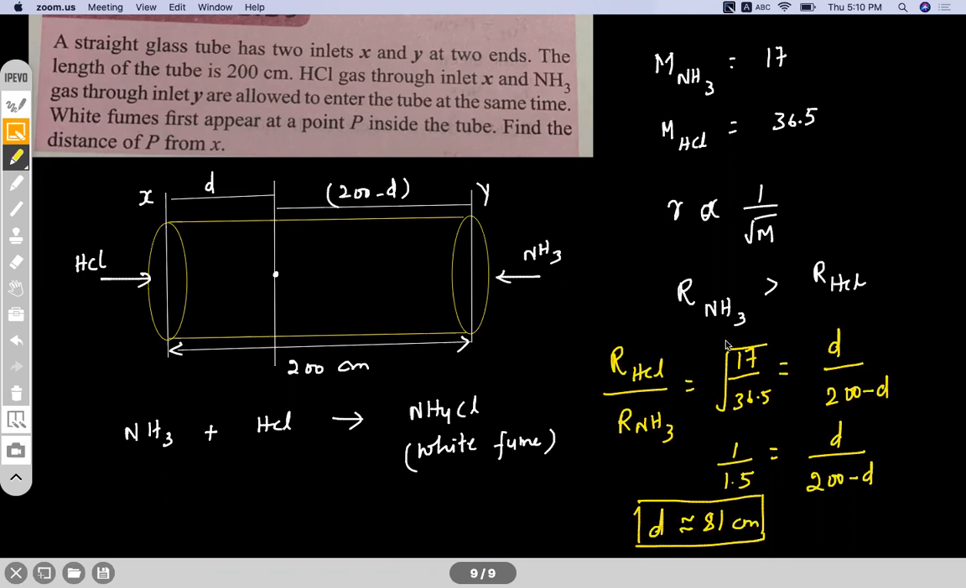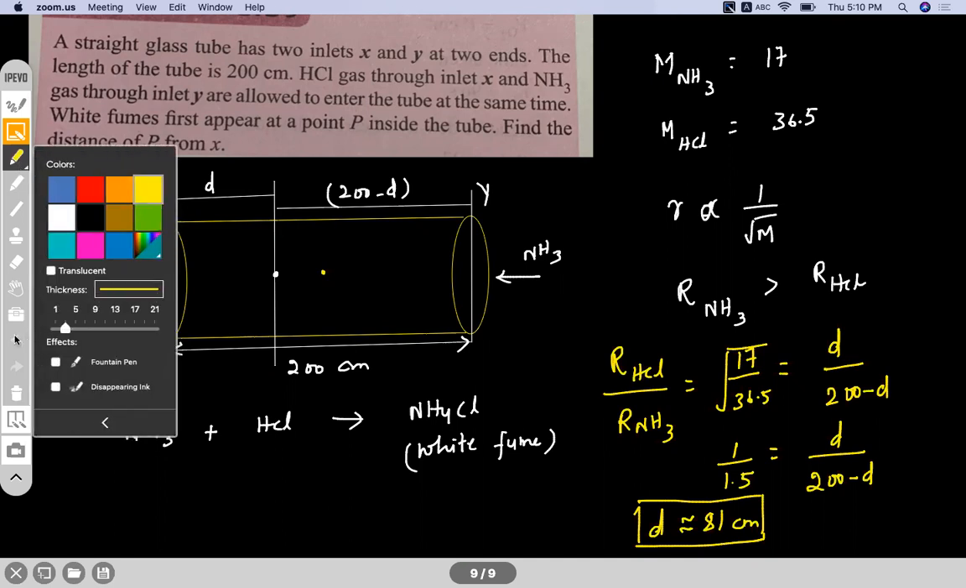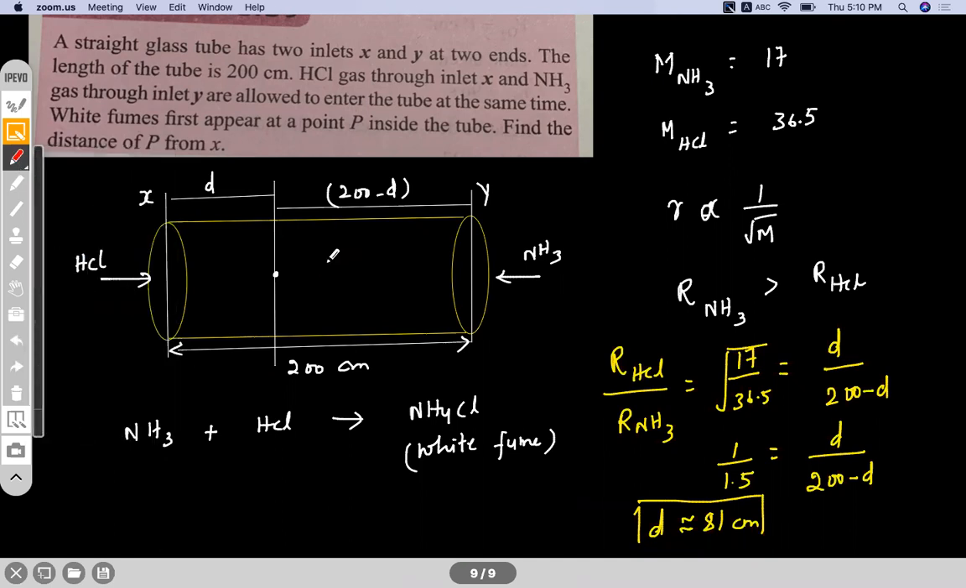In JEE, the question they ask is given like this. They have given 3 points within the cylinder. One point is exactly at the middle of this cylinder, one point is this side, and the other point is this side. And they have named these points, suppose P, Q, and R. HCl and NH3 enter from the ends, and the first question was at which point, P, Q, or R, the white fume appears?